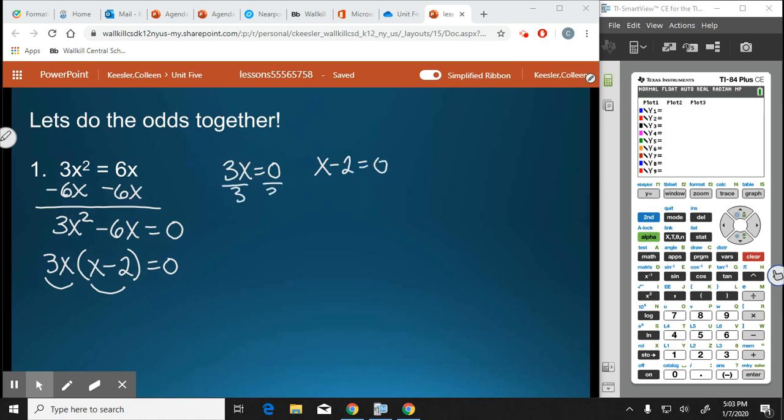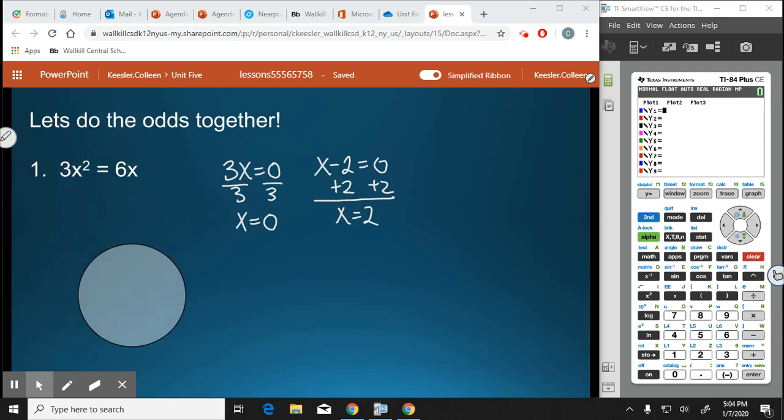Dividing by 3, we find that x could be equal to 0. Adding 2, we find that x could be equal to 2. So my solutions are 0 and 2 for this simple quadratic equation. Let's take a look at number 3.